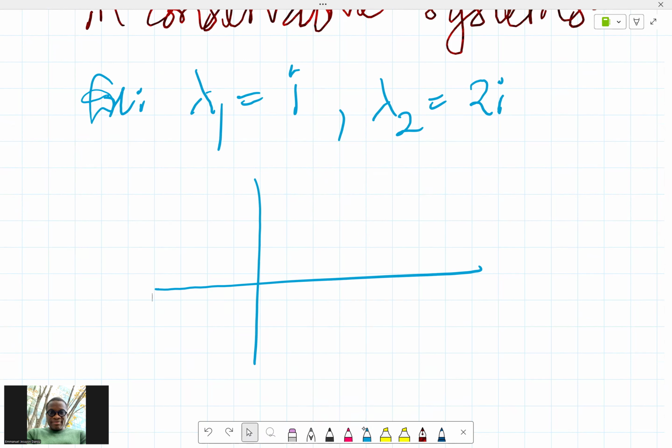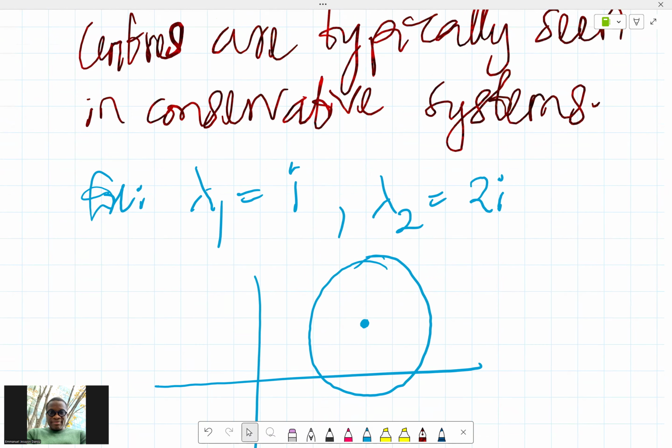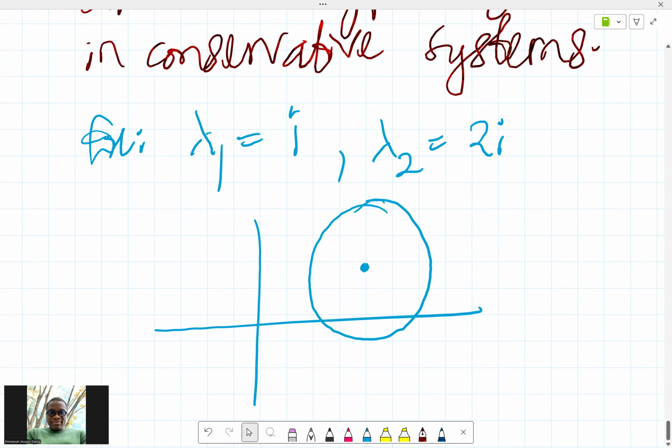So we have oscillations, right? So we just have a center. It's just moving in no particular direction. And that is how a center looks. So those are the four possibilities when we are classifying equilibrium points. It can be a node, it can be a saddle, it can be a spiral, and it can be a center. Okay.